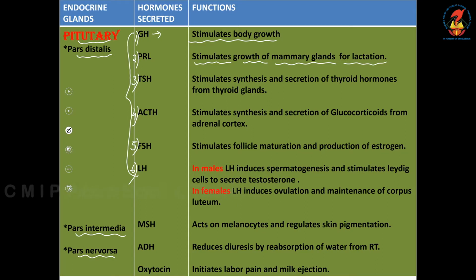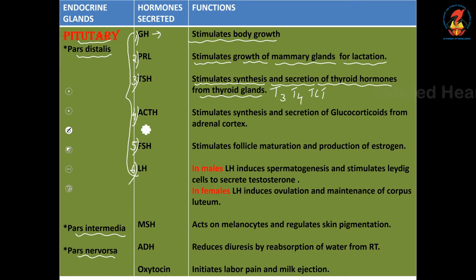TSH stands for thyroid stimulating hormone. It stimulates the synthesis and secretion of the thyroid hormones from the thyroid gland. We know the thyroid gland secretes three hormones: T3, T4 and TCT. All these are influenced by the TSH.